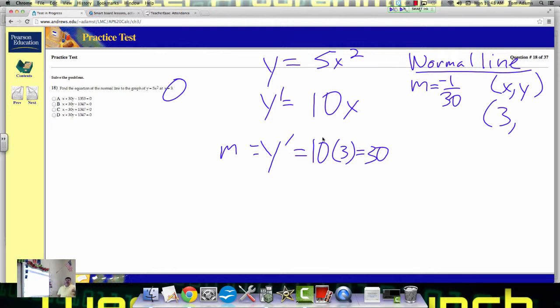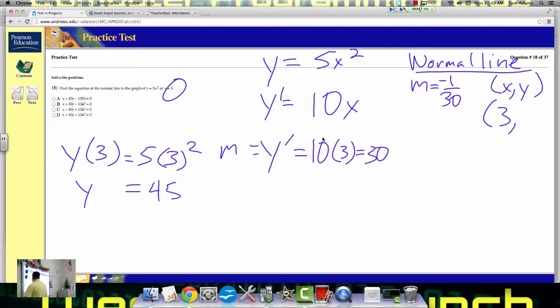Alright, so now I have the slope, I just need a point. How do I find the point that exists on the line? Plug 3 into that initial equation. Yeah, I have to evaluate y of 3. So y of 3, 3 squared, isn't that 45? Right? 3 squared is 9, 9 times 5 is 45.